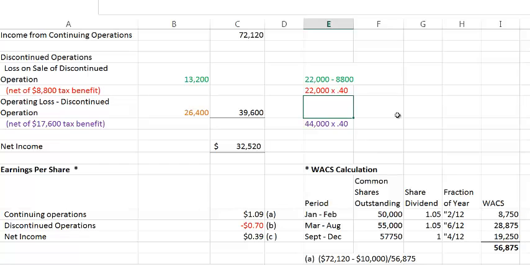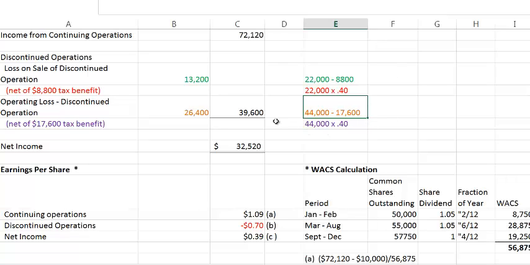And that orange amount is going to be what? It's going to be $44,000, which is my loss pre-tax while I was operating my business that I'm discontinuing. But don't forget, I saved tax. I saved tax of $17,600, right? So on that loss of $44,000, I saved tax of $17,600.